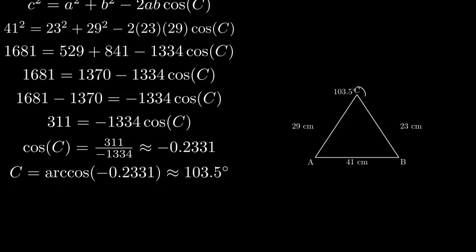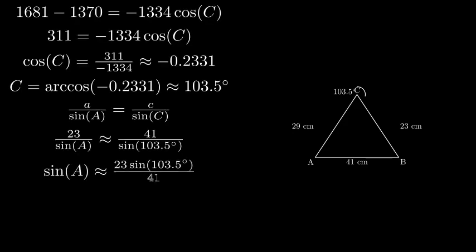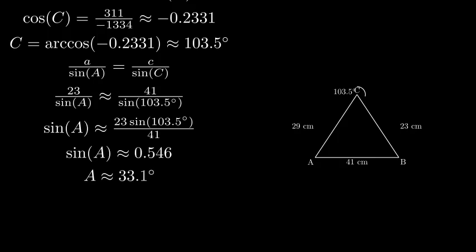Now for step 2, we use the law of sines to find another angle. Let's find angle A. Setting up the ratio, we have 23 over sine A is approximately equal to 41 over the sine of 103.5 degrees. Solving for sine A, we get approximately 0.546. The inverse sine of this value gives us angle A as approximately 33.1 degrees.